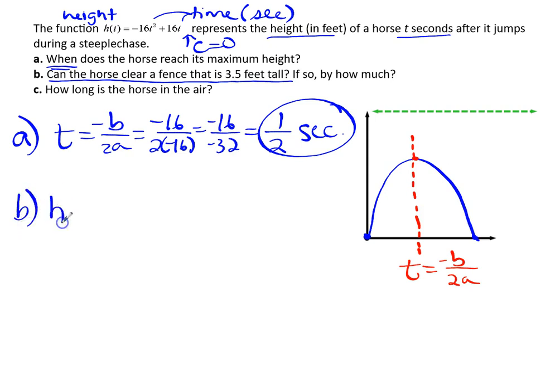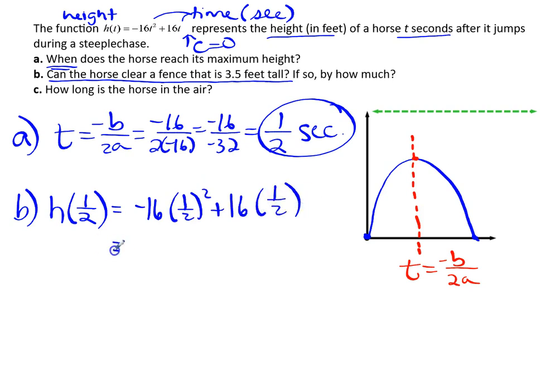So let's find the maximum height. Height is found by doing the h of t equation, and we know it's going to hit its max height on the axis of symmetry after 1/2 second. So negative 16 times 1/2 squared plus 16 times 1/2. Remember to do your exponents first, so this is going to be negative 16 times 1/4 plus 1/2 of 16 is 8.